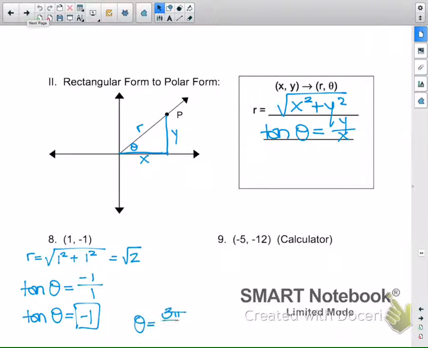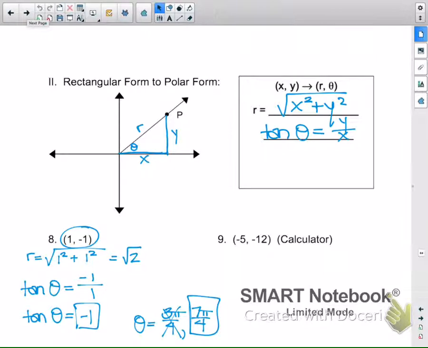3 pi over 4 is 1 because tangent's negative in quadrants 2 and 4. The other one is 7 pi over 4. Okay? Now, how do I know which one it is? Based off of the original coordinates. Where is 1, -1? Fourth quadrant. Therefore, which one of these do I use for my angle? This one.